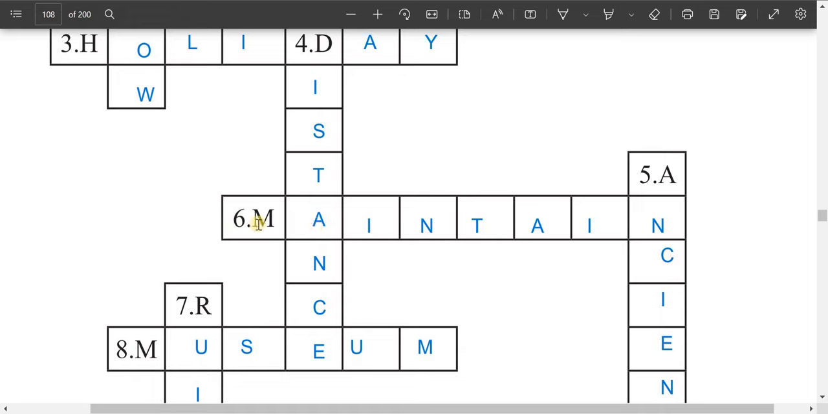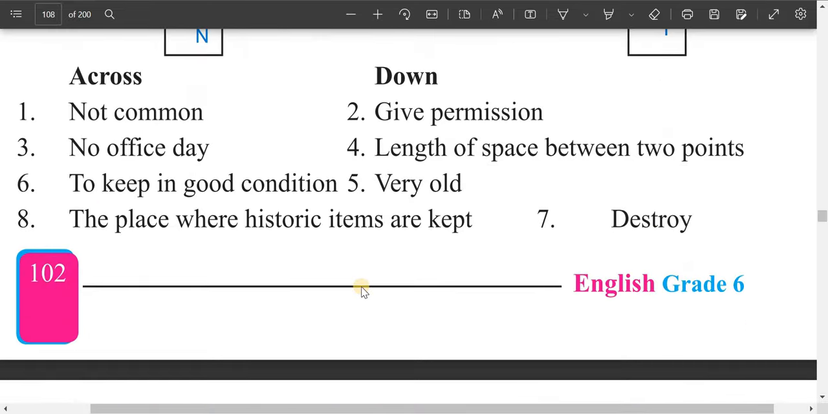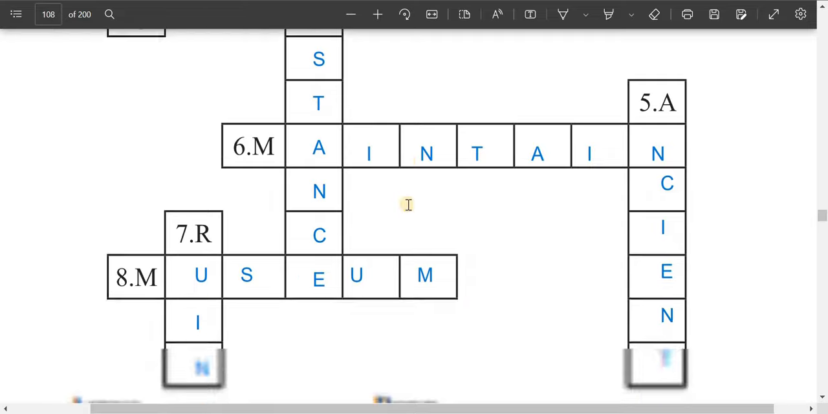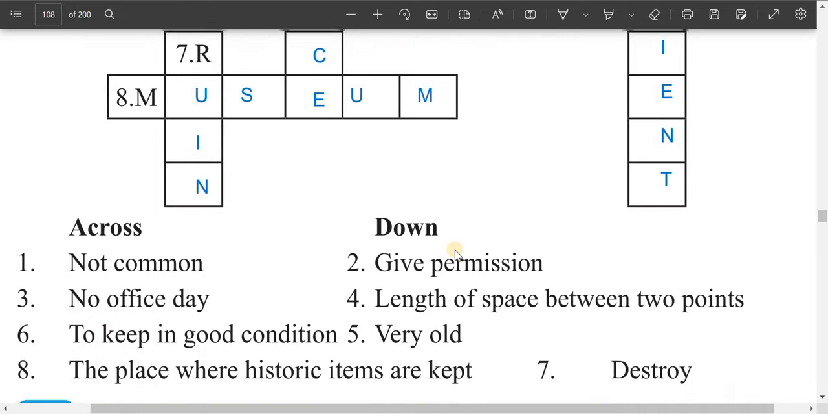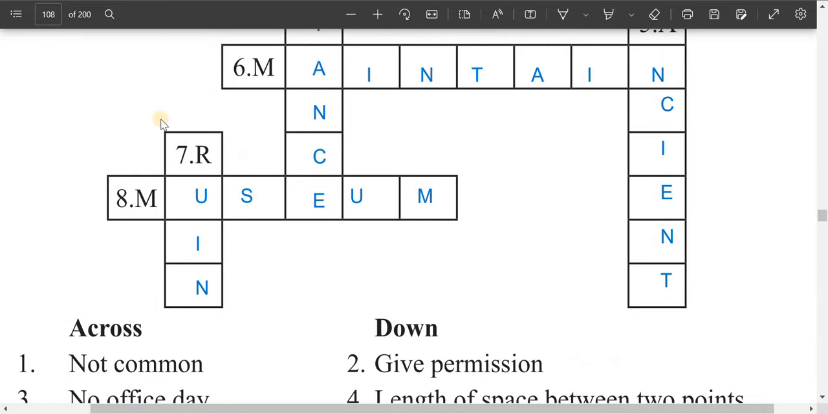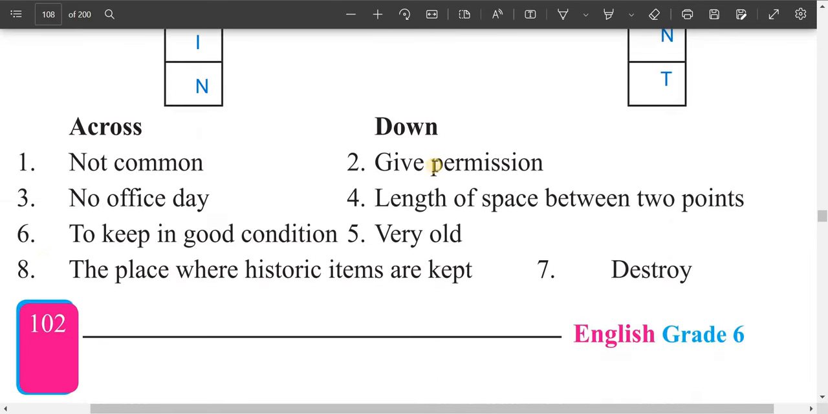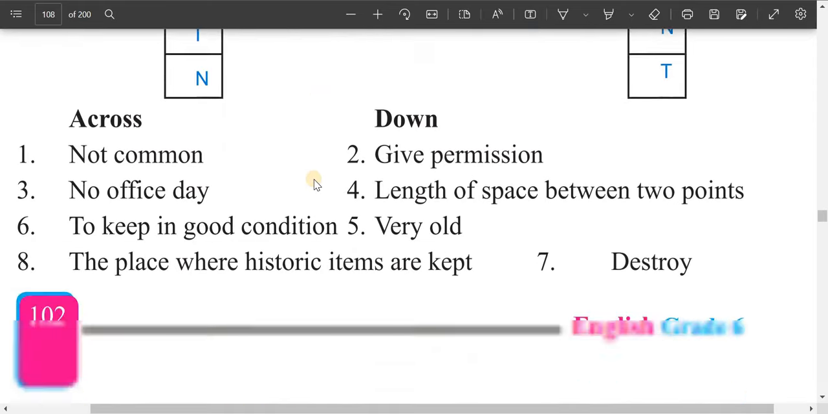Five, ancient, very well. Very well means ancient. A-N-C-I-E-N-T. And number seven, destroy. R-U-I-N. Ruin also means destroy. And last one, museum. Place where historic items are kept. This is called a museum.